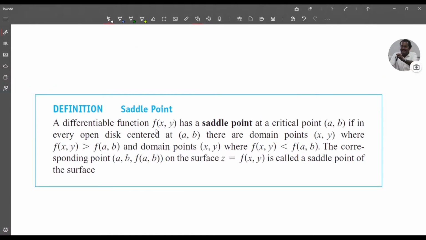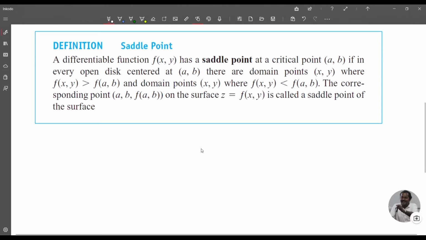Now we define saddle point. A differentiable function f of x, y has a saddle point at a critical point (a, b) if in every open disk centered at (a, b) there are domain points (x, y) where f of x, y is greater than f of a, b and domain points (x, y) where f of x, y is less than f of a, b. The corresponding point (a, b, f of a, b) on the surface z equals f of x, y is called a saddle point of the surface z equals f of x, y.